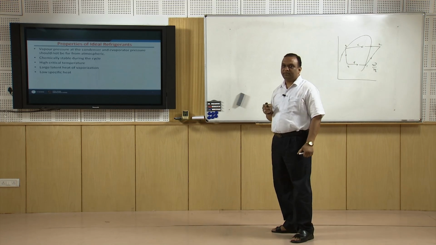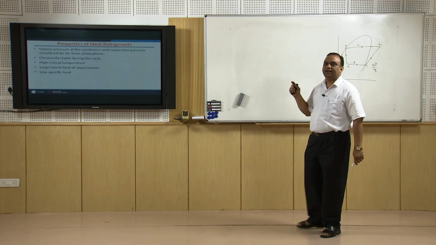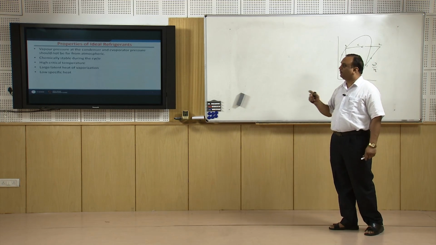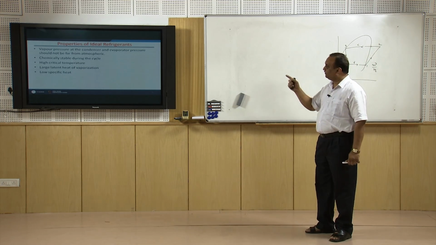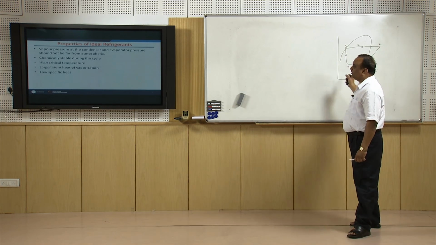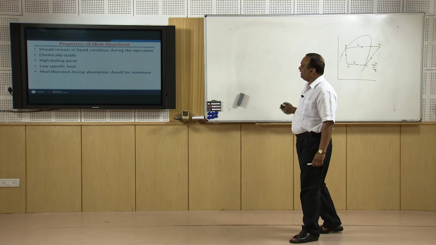Low specific heat, because high specific heat means that more energy will go in the form of sensible heat. So in any refrigeration system, it is not recommended that a considerable amount of energy goes in the form of specific heat, especially in the vapor compression system and absorption system. That is why the system should have low specific heat.